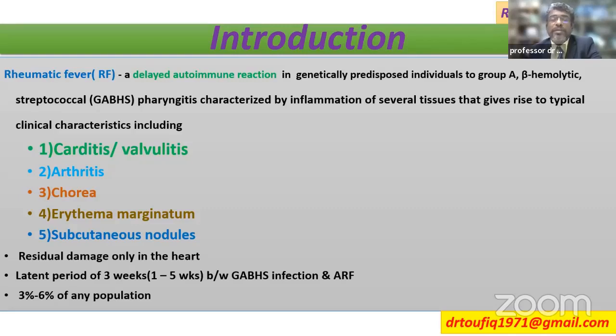or a similarity of some tissues, maybe in the joint, the brain, or the subcutaneous tissue, with the group A beta hemolytic streptococcus, especially its M protein. If this similarity leads to a cross reaction, then the sequela, that is rheumatic fever, may occur.